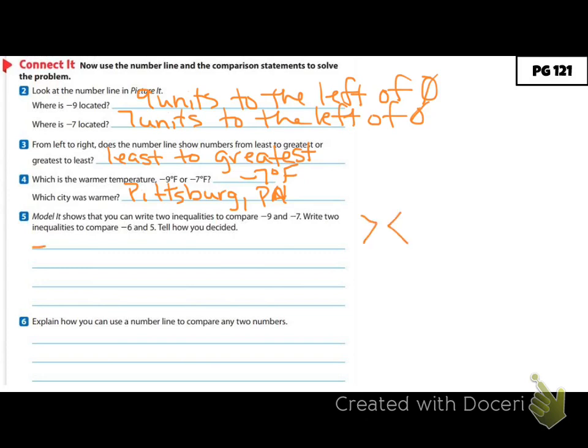If we're comparing -6 and 5, 5 is a positive number, so 5 would be bigger, so we would say -6 is less than 5. If I switched my numbers around and did 5 compared to -6, 5 is still bigger, so it would be 5 is greater than -6. How did we decide? Well, you just basically tell how you did it.